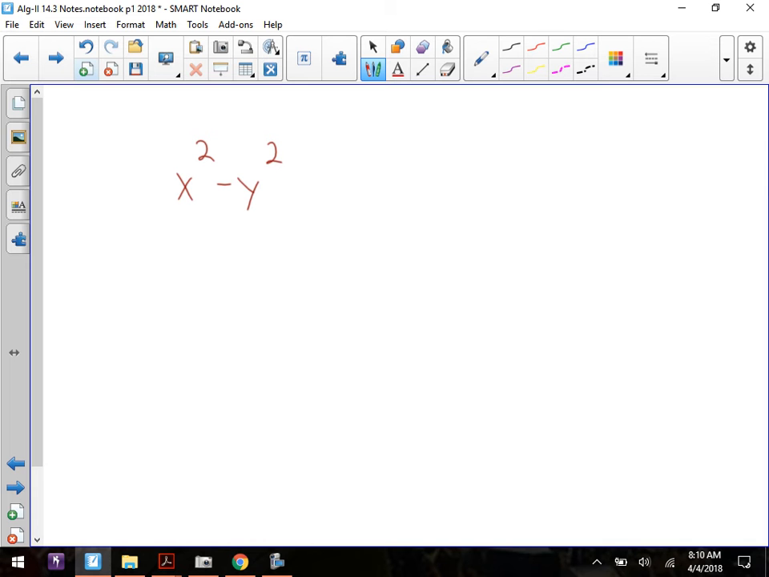Oh. It's a difference of squares, isn't it? It's a difference of squares, right? Is this a perfect square? Is that a perfect square? Is that a subtraction symbol? Yeah. Okay.